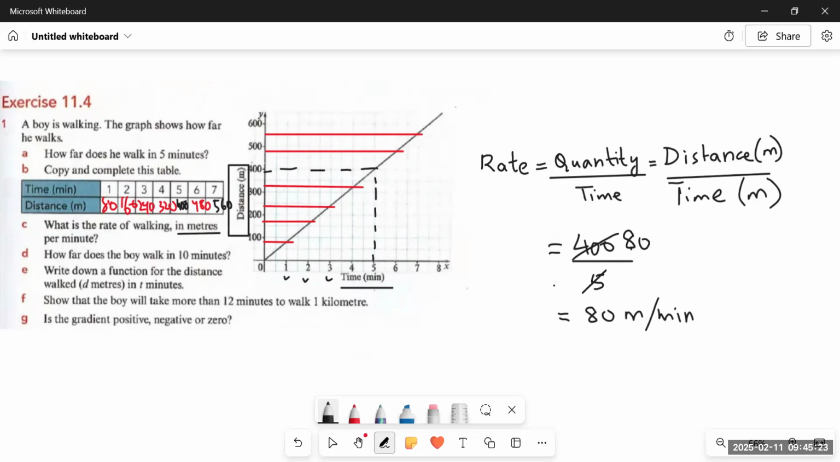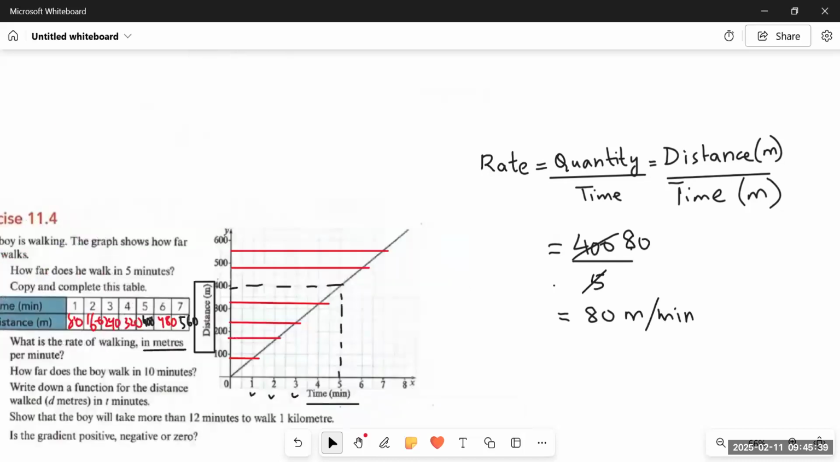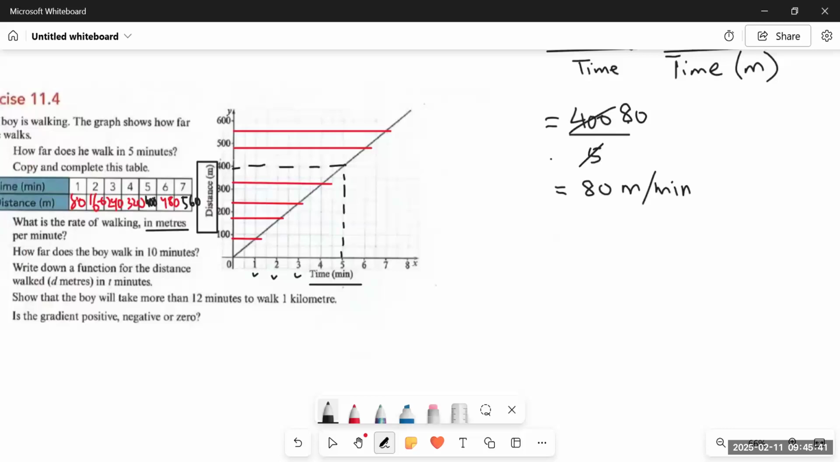And therefore, he will travel 160 meters in 2 minutes, 240 meters in 3 minutes, 320 meters in 4 minutes. And if you take any other quantity from the given ones, like 160 meters upon 2 minutes, or 240 meters upon 3 minutes, or 320 meters upon 4 minutes, in all the cases, you'll get the constant answer, that is 80.